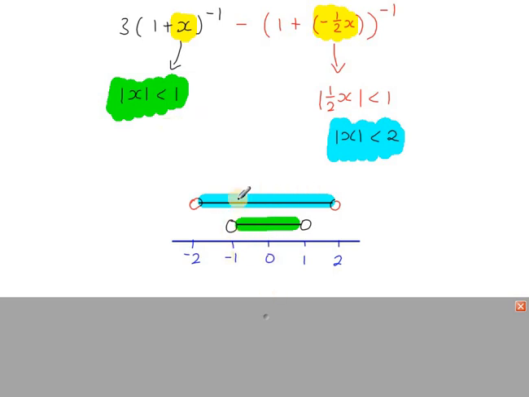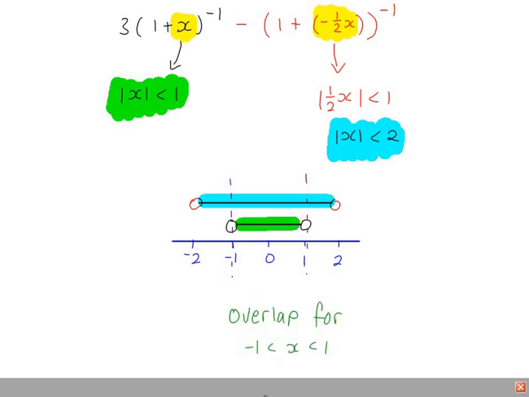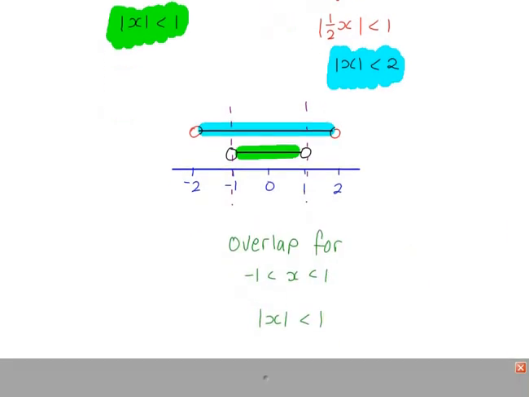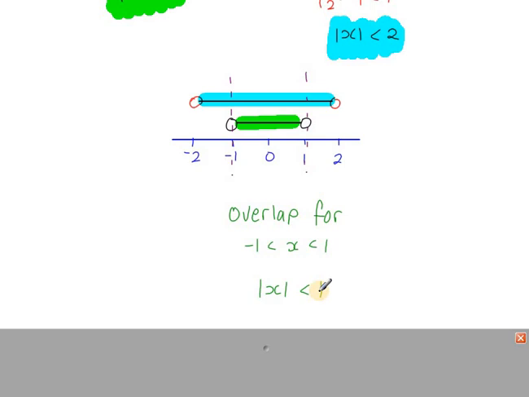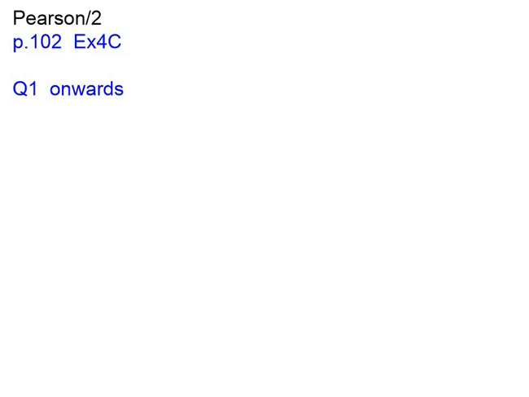So the overlap here is in this region. So we can say that the whole expansion is valid for this condition, for x. For practice, try these questions.